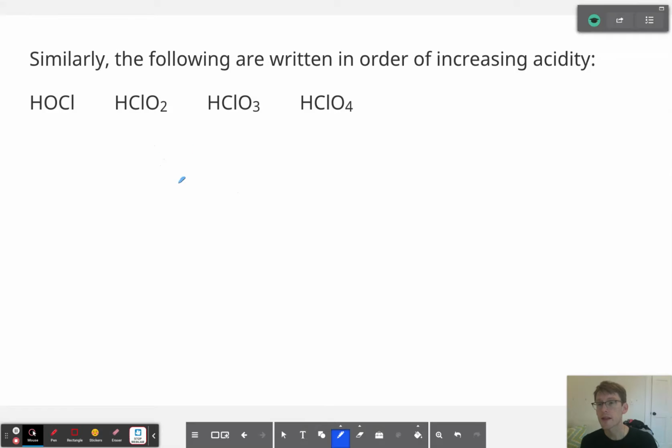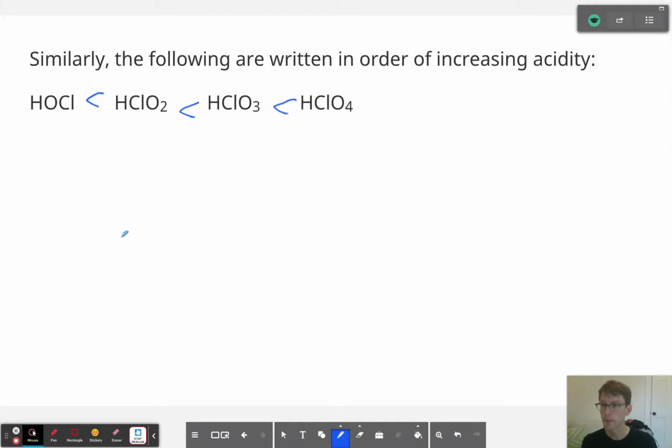We can make a similar argument explaining the acidity of HOCl, HClO2, HClO3, and HClO4. HOCl is less acidic than HClO2, which is less acidic than HClO3. The strongest acid is HClO4.